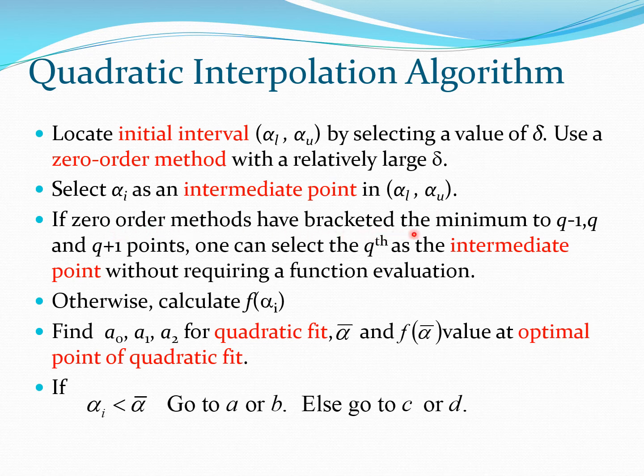Now typically the zero method would have bracketed the minimum to q minus 1, q and q plus 1, and we could select the qth point as the intermediate point without requiring one more function calculation. And in case that is not so, you could actually calculate this function f of alpha I. Now you can find a0, a1 and a2 for the quadratic fit. And from this quadratic fit you could find alpha bar, f of alpha bar, the value at the optimal point of the quadratic fit.